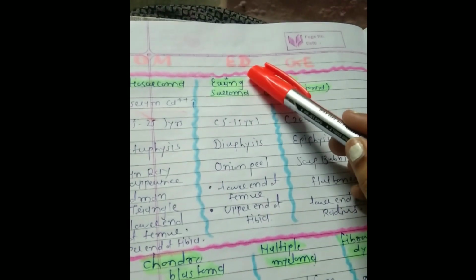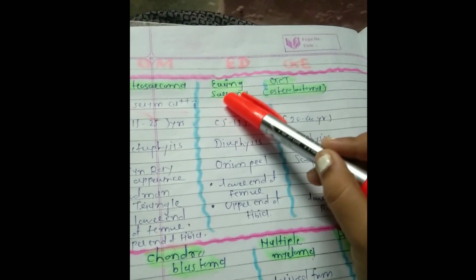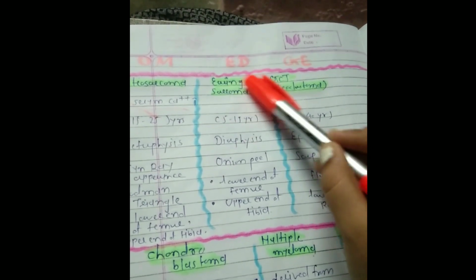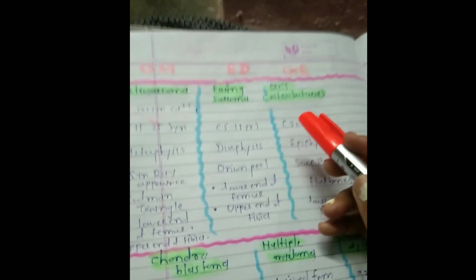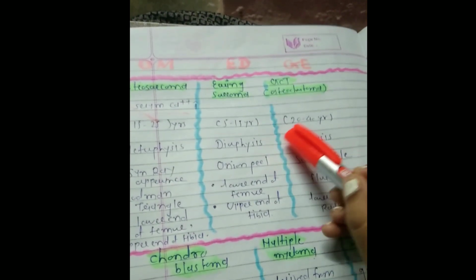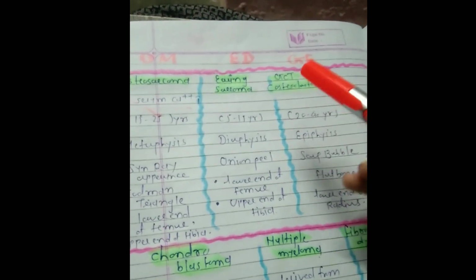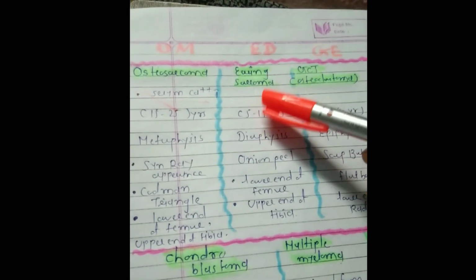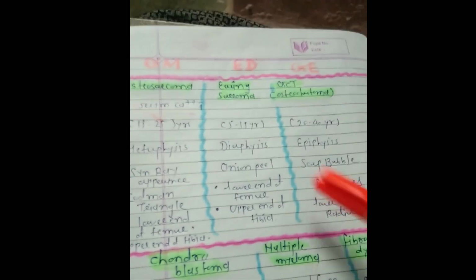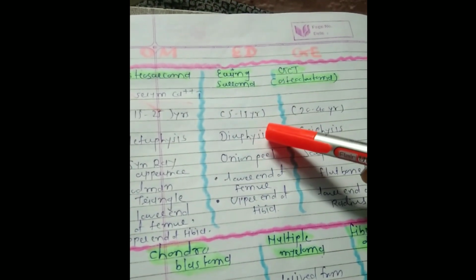Then ED is the mnemonic. E stands for Eid, then D is for dawat. After all, after Eid there is always a feast, okay. So E is for D, so we are going to remember it just like that. E is for Ewing sarcoma and D is for your diaphysis, that is, it happens at the diaphysis.